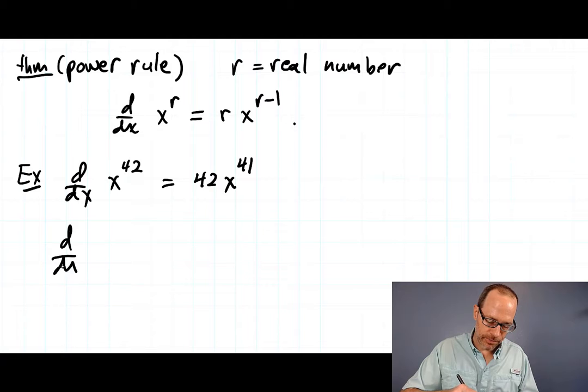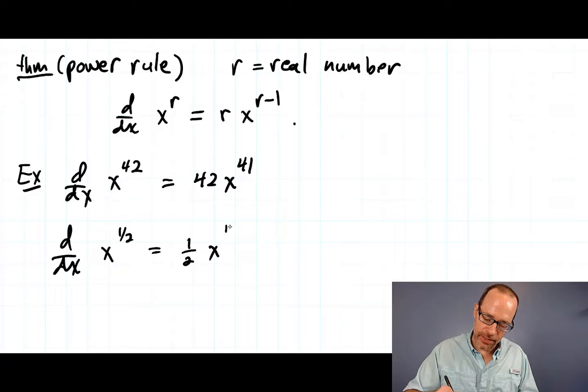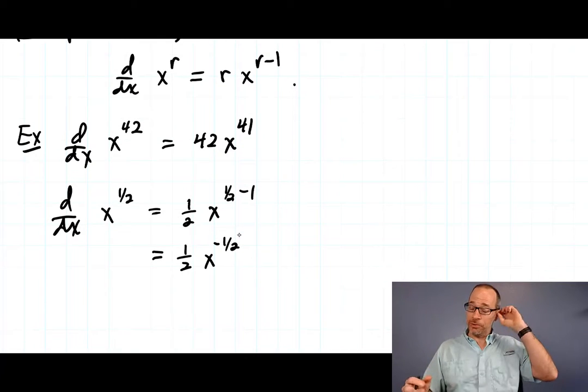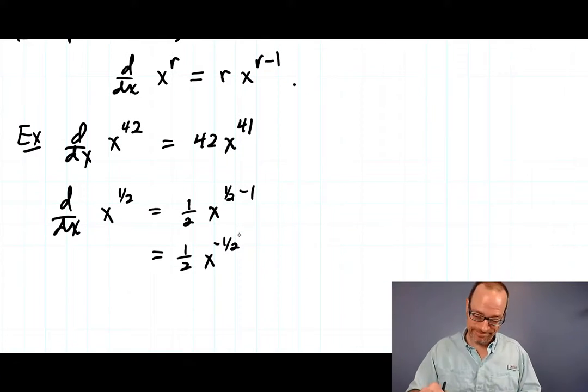Another example, we can do the derivative of x to the 1/2. So the 1/2 comes down, and then we subtract 1 from the top. So it's 1/2 x to the minus 1/2. All right, that's the power rule. It's pretty easy, pretty handy.